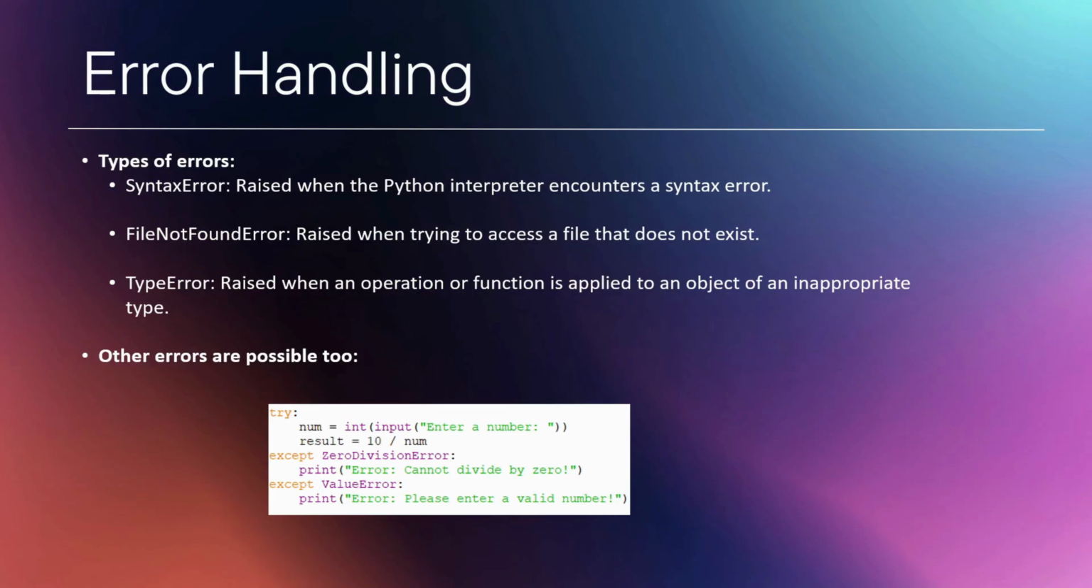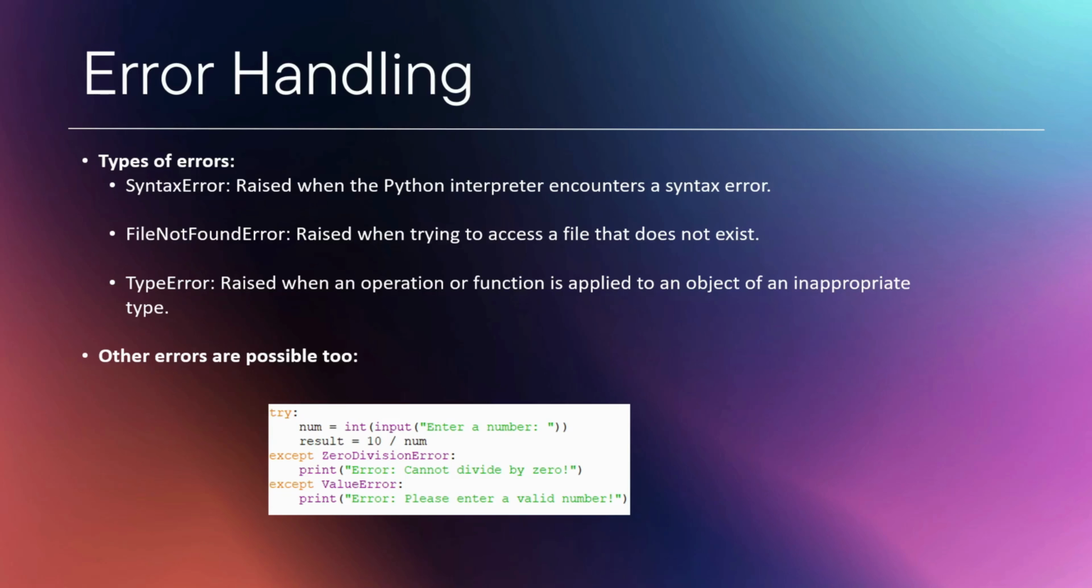There are three types of errors that we mostly encounter. A syntax error is raised when the Python interpreter encounters incorrect syntax, like maybe we miss a semicolon or things like that. A file not found error is raised when we are trying to access a file, maybe we have an incorrect path, maybe an incorrect extension or things like that.